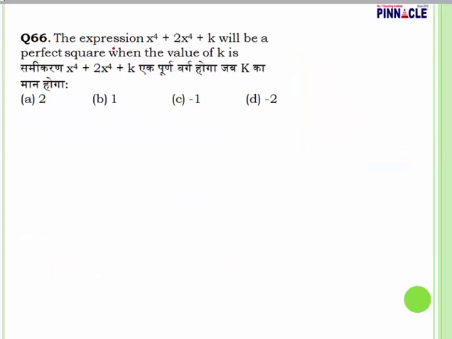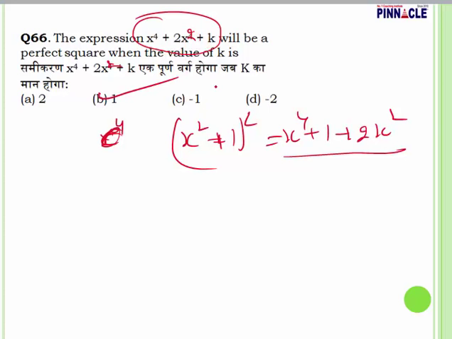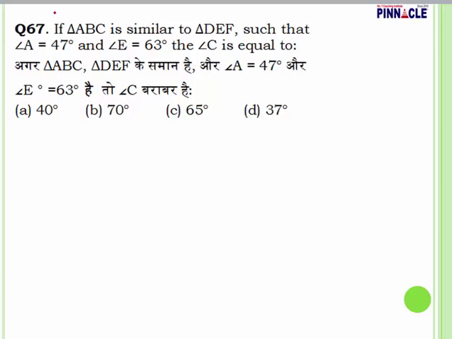Question number 66. The expression x to the power 4 plus 2x square plus k will be a perfect square when the value of k would be how much? If we put the value k is equal to 1, then it would be x to the power 4 plus 1 plus 2x square. This is justified when k is equal to 1. Answer is B. Put the value from the option in the 66th question.